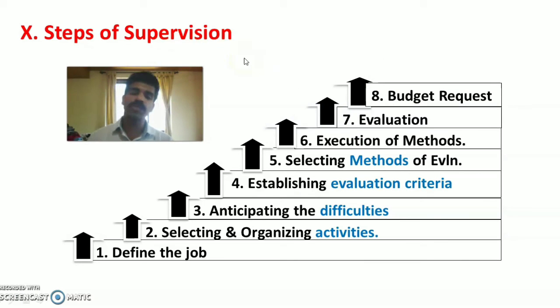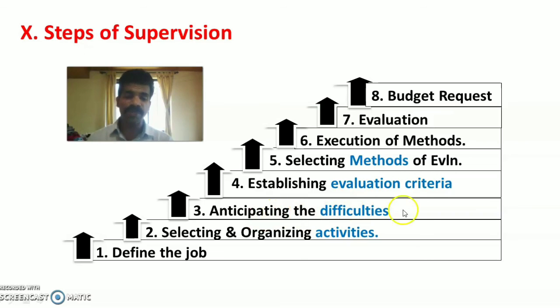Next is the steps of supervision. There are mainly 8 important steps in supervision. So let us see what are the steps of supervision. First step of supervision is define the job for supervision. So define the activity or services of each and every employee for the supervision. So define the job. Then selecting and organizing various activities or functions of the different categories of employees. Selecting and organizing the activities, functions or services.